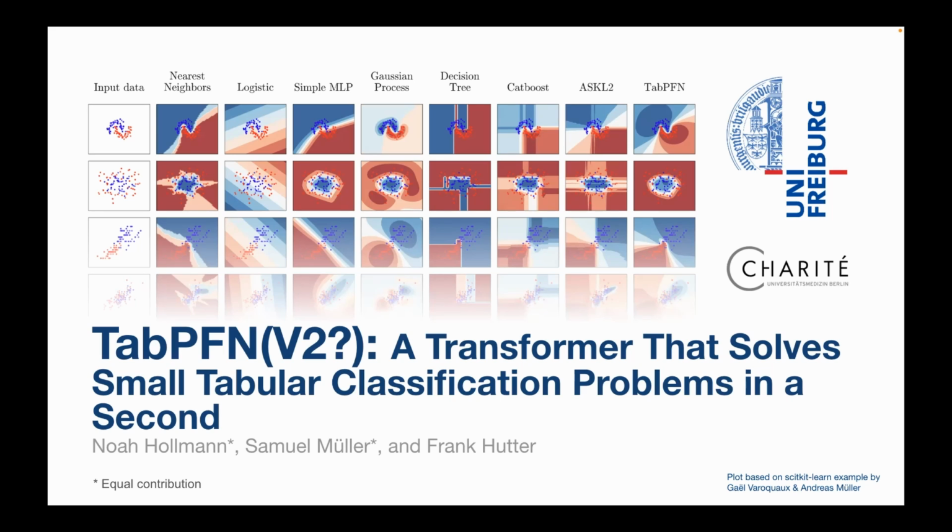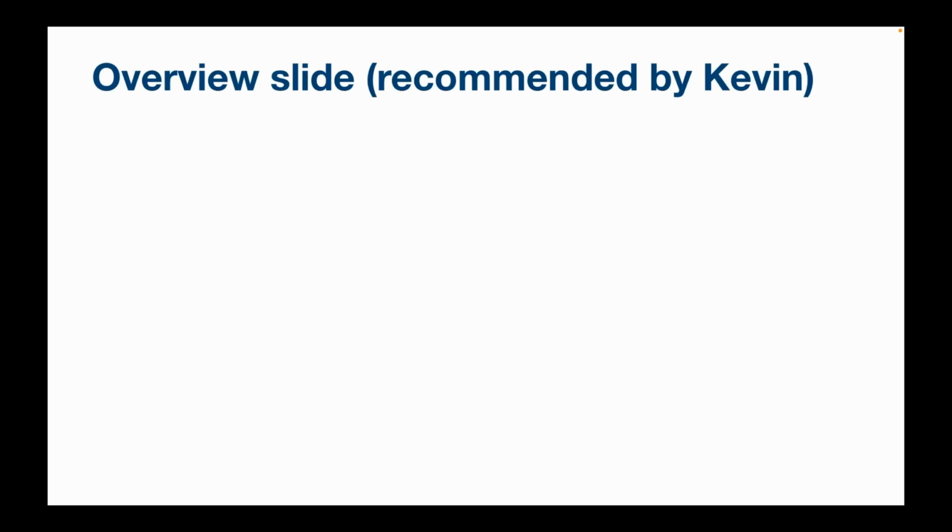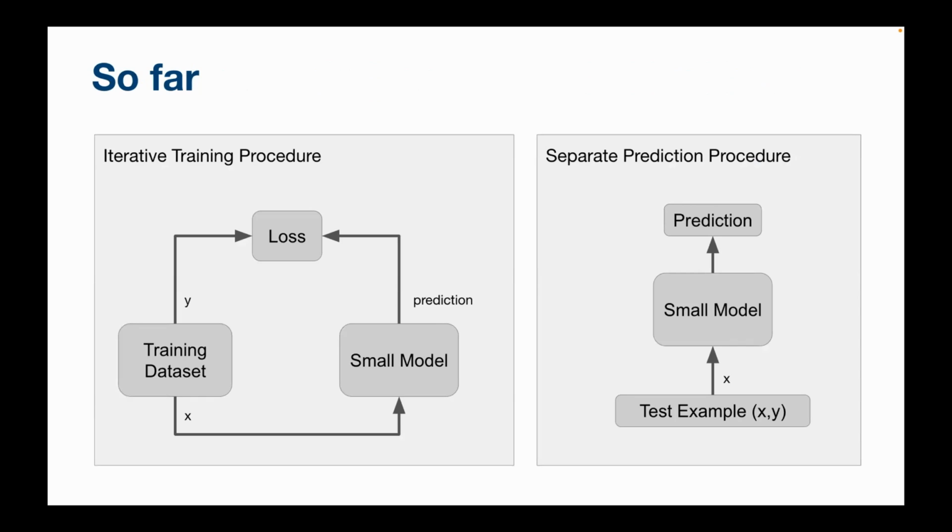And this is again joint work with Noah and with Frank. And actually Kata. Sorry, she's not here. Kata Eggensberger is missing. Okay. I'm sorry. That's embarrassing. Okay.